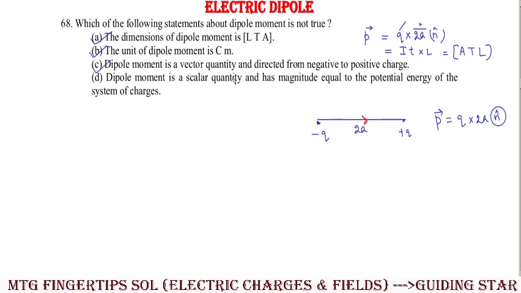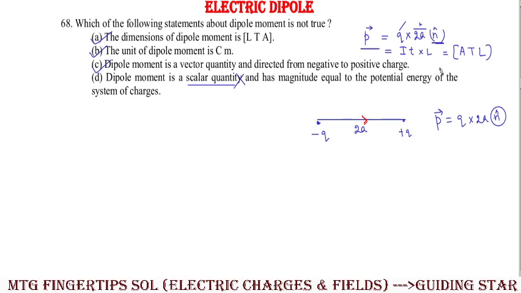Dipole moment is a scalar quantity and has magnitude equal to potential energy of the system of charges. Clear? Dipole moment is a scalar quantity. Already here the dipole moment has been described as a vector quantity, and it has a unit vector as well. Clear? That unit vector is directed from negative charge to positive charge, so it cannot be a scalar quantity. Clear? And has a magnitude equal to potential energy of the system of charges.